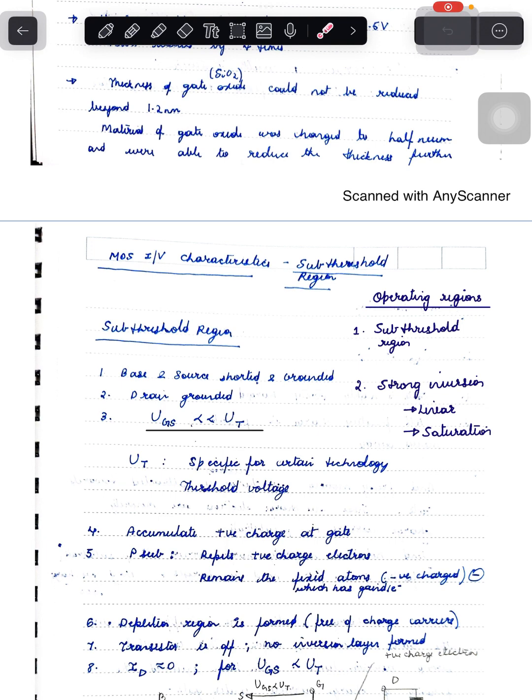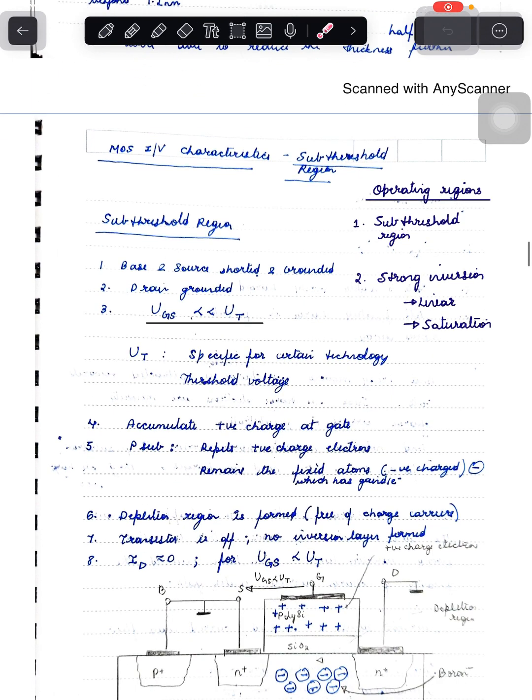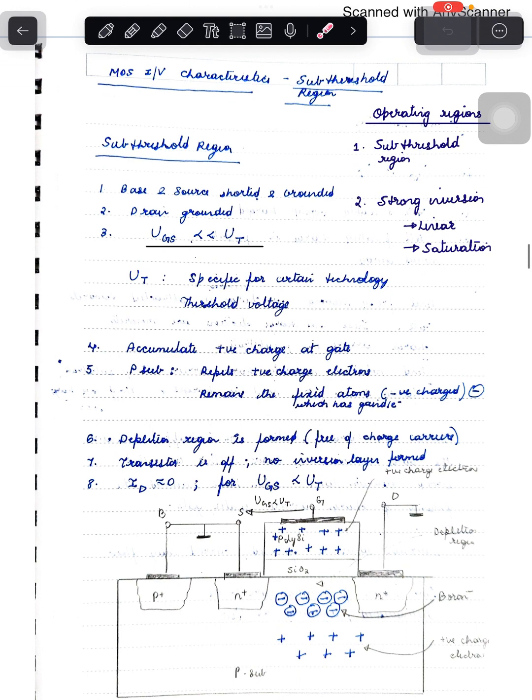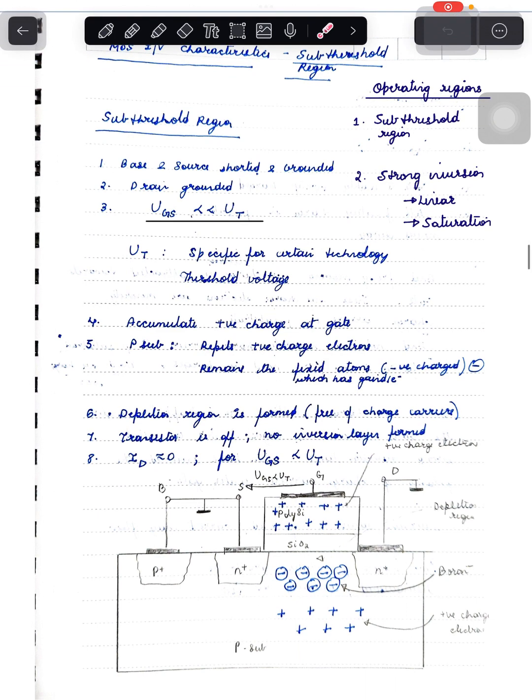Subthreshold region, as the name suggests, we are below the threshold voltage, so the gate to source voltage is lesser than the threshold voltage. The threshold voltage is specific for a certain technology. Here the gate to source voltage we are applying is a positive voltage, and it is lesser than the threshold voltage. Hence the gate has positive charges which have accumulated in it.